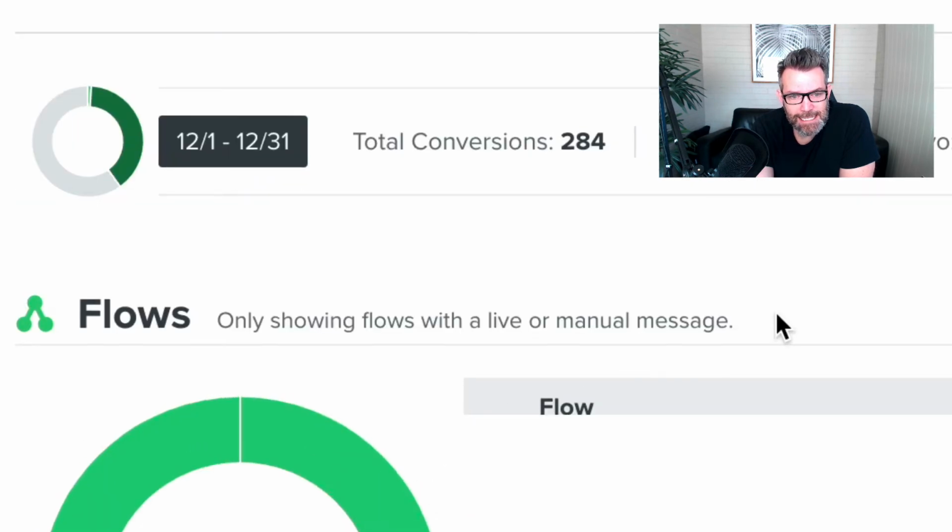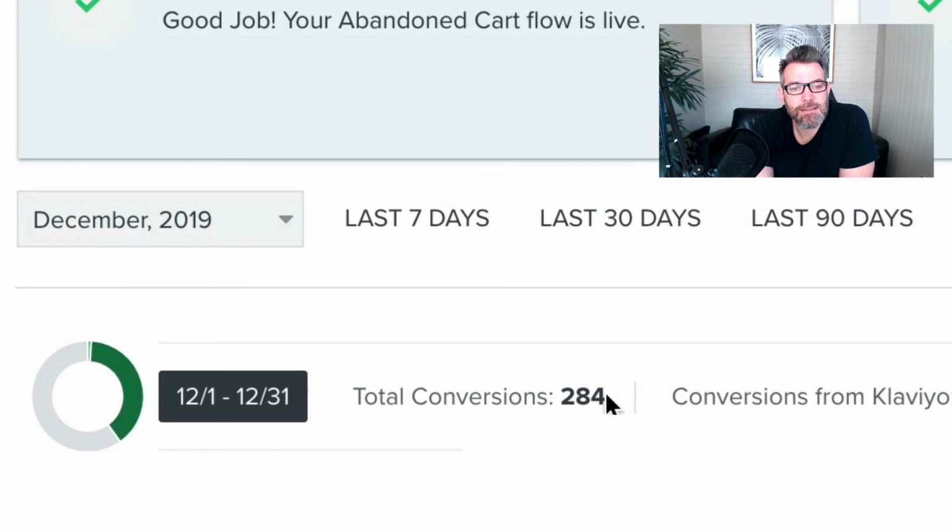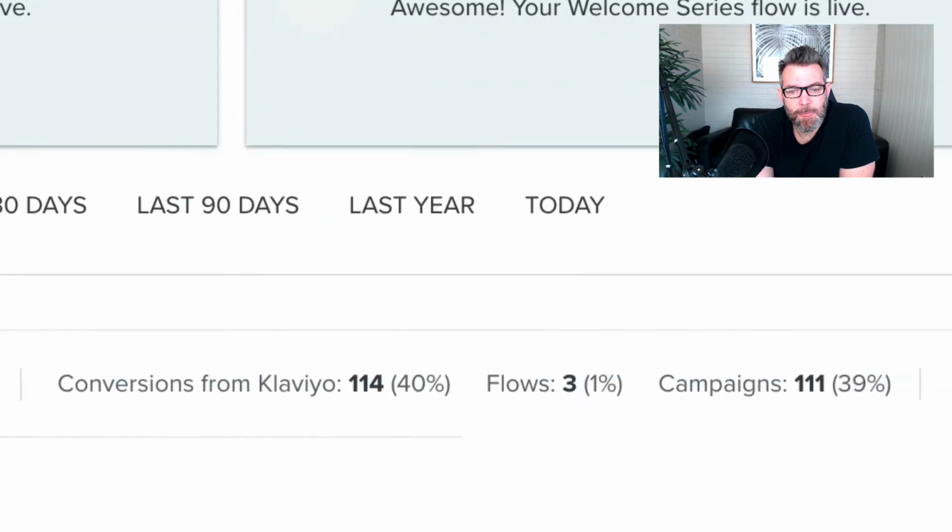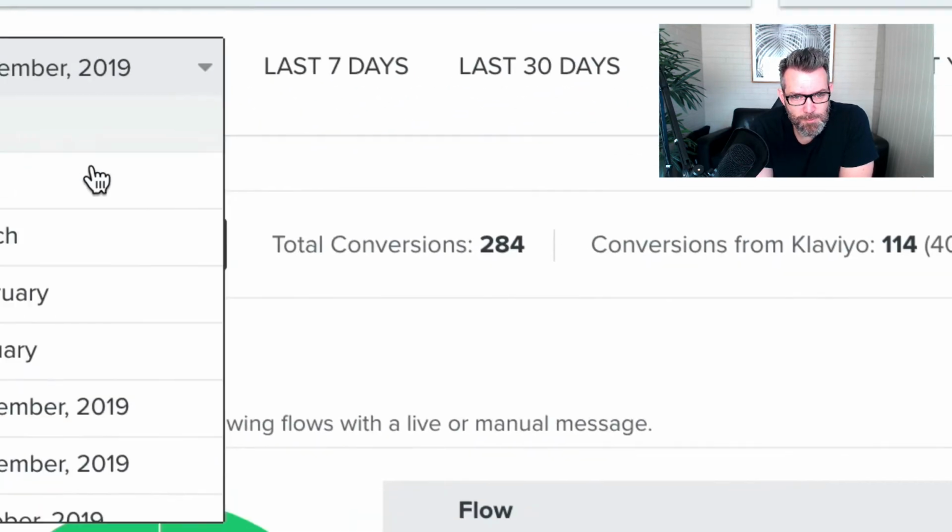And you can see again, they're actually down in sales there, 284. Flows only bringing in 3 sales, 1%. And the campaigns brought in 40% of the revenue. That's 100 and something sales that month in December. All right, now let's jump in through and just do month by month.